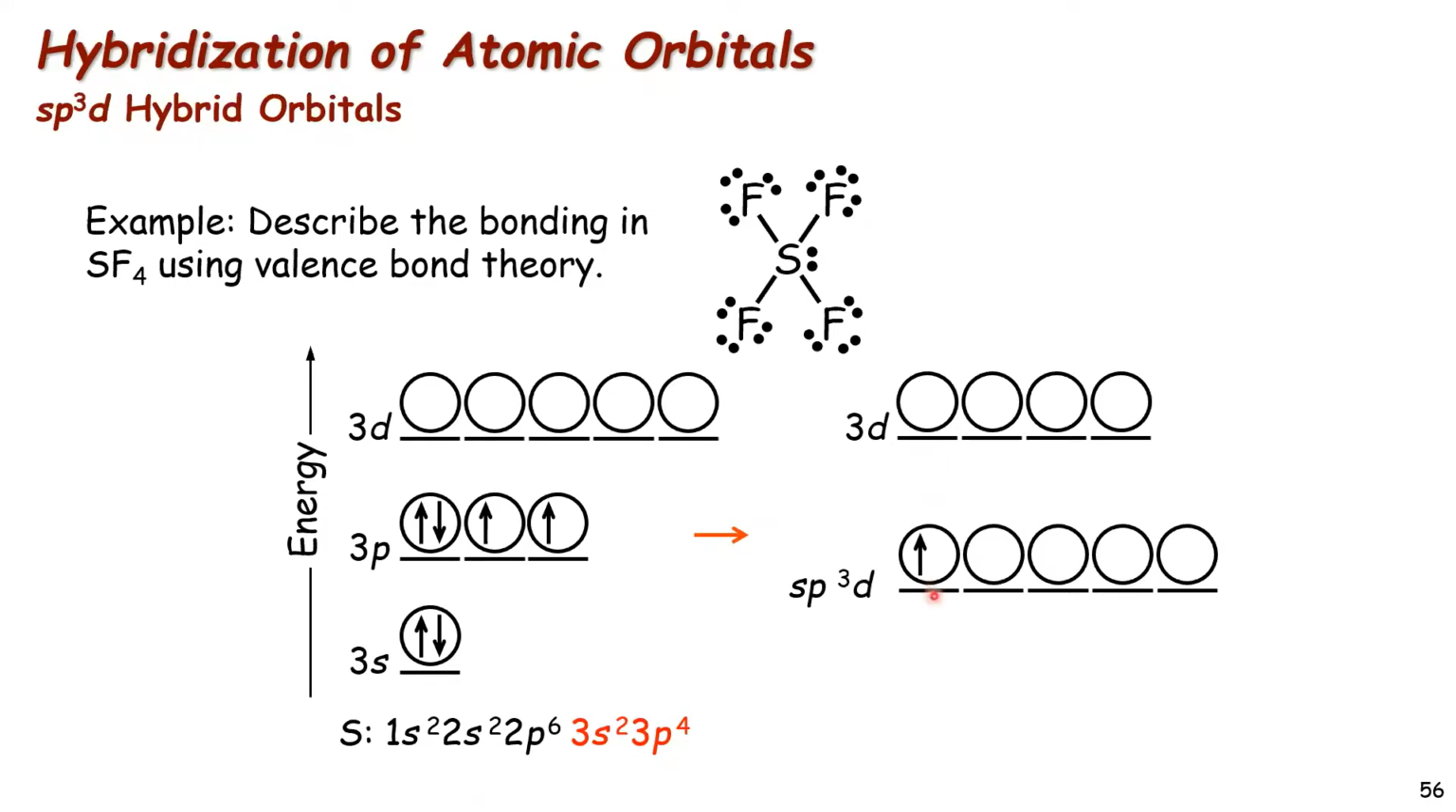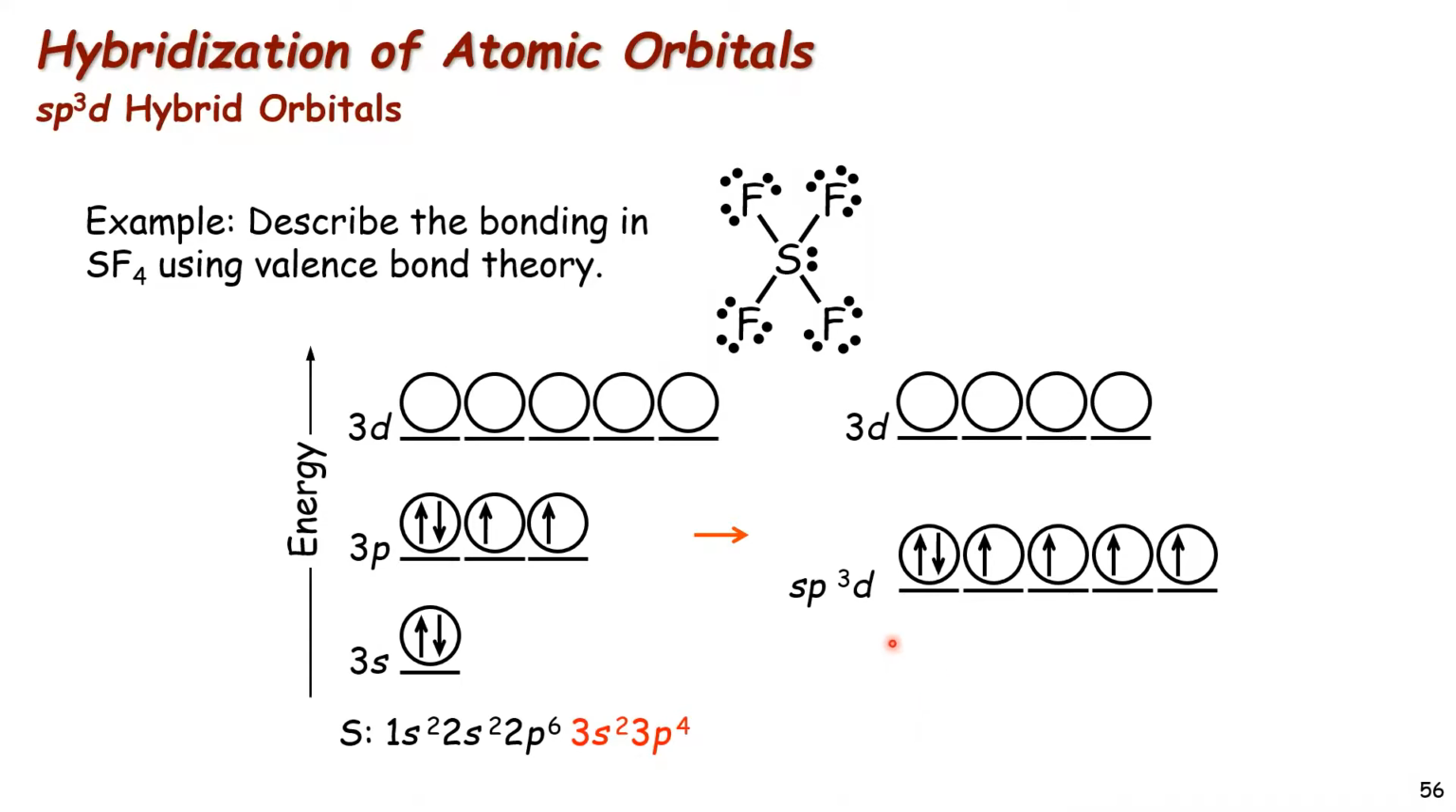So we're going to start filling them singly according to Hund's rule. So 1, and we have a total of 6 valence electrons that we need to use up. So we got 1, 2, 3, 4, 5. So now they're all singly filled with the same spin. And now we can come by and pair them up. And so there it is.